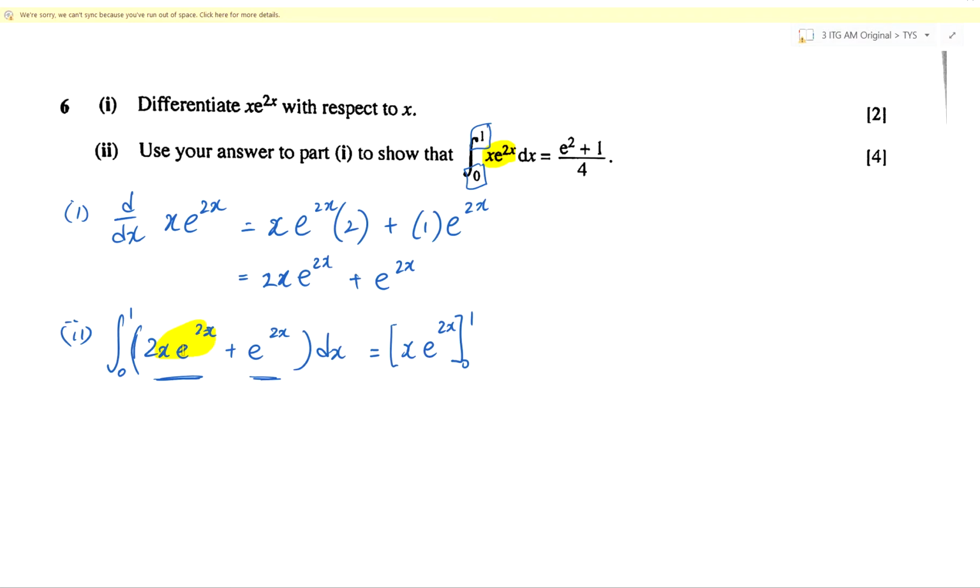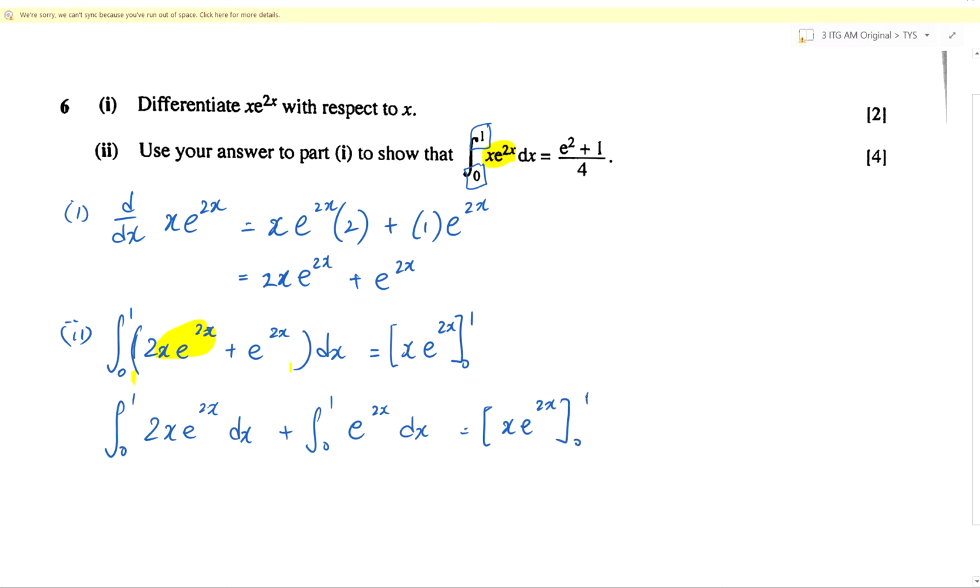Yeah, can I just split my integration? Can I split my integration since there are two integrals added together? I can do that. So here we have the integral from 0 to 1 of 2x e to the power 2x with respect to x, plus the integral from 0 to 1 of e power 2x with respect to x, and on the right hand side we simply have x e power 2x from 0 to 1.